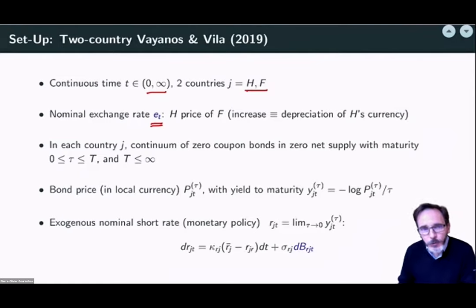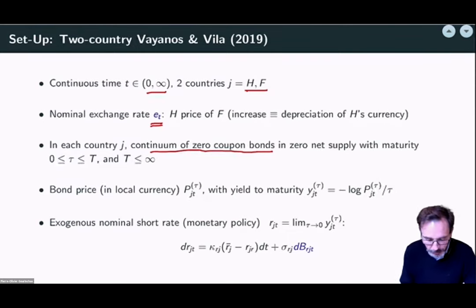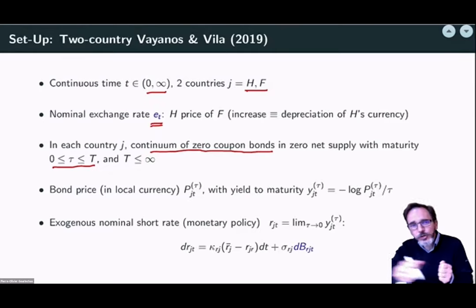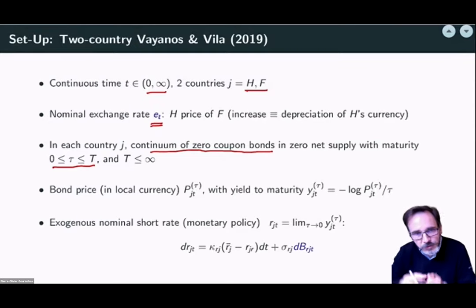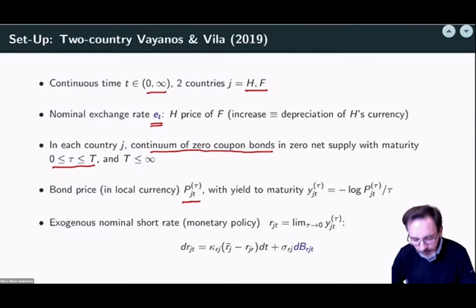Now, in each of these countries, we're going to assume that we have a continuum of zero coupon bonds in zero net supply. Each of these zero coupon bonds has a maturity that's indexed by tau. So we have this entire universe of zero coupon bonds of different maturities in the home and in the foreign country. And T, capital T here, the maximum maturity we're looking at, could be any number you want. Okay? And then we can define the price of a bond of maturity tau in country j at time t.